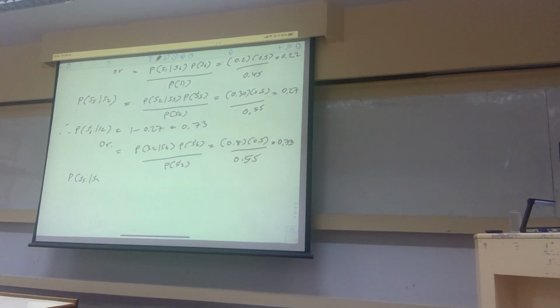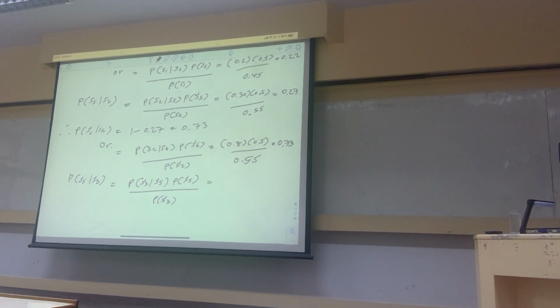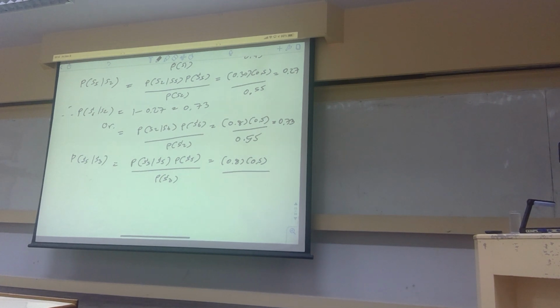Next will be the probability of S5 given S3. Now this is about the pilot study. Then it is equal to the probability of S3 given S5 multiplied by the probability of S5, divided by the probability of S3. Then we have 0.8, 0.5, and S3 is 0.45 as well. We have 0.89. Therefore, the probability of S6 given S3 is equal to 1 minus 0.89, which is 0.11.